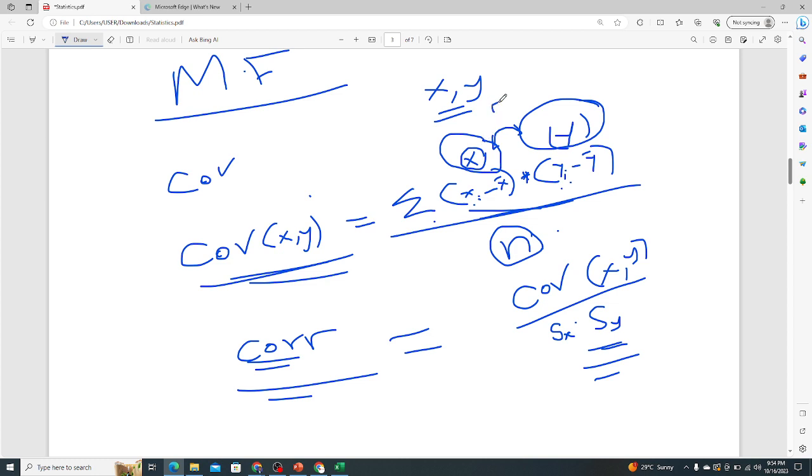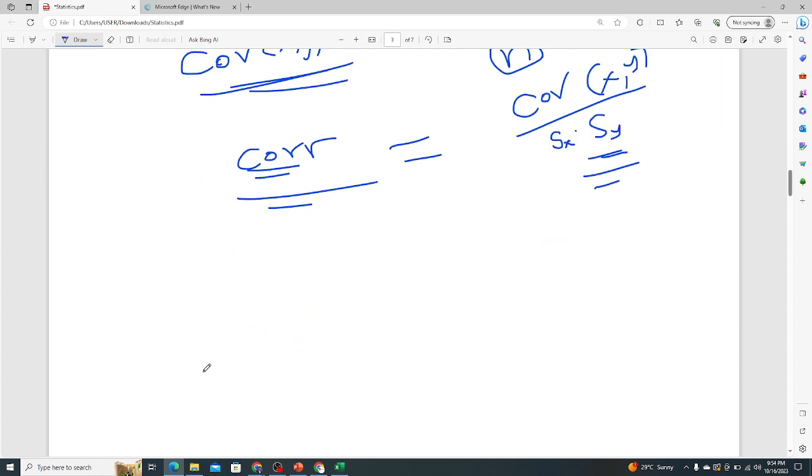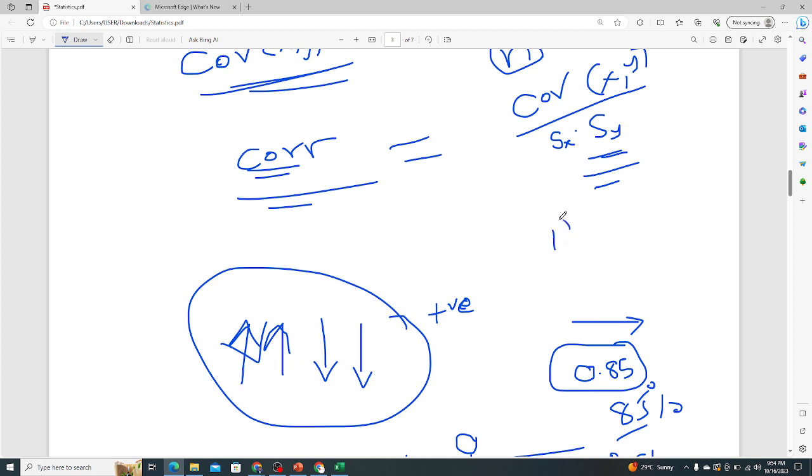Here we are talking about two variables, but when we talk about variance, we are talking about only one variable. If it is x, it is x. We cannot combine two variables when we are discussing variance. But for covariance, the point is we are trying to compare the directional movement of the two variables.